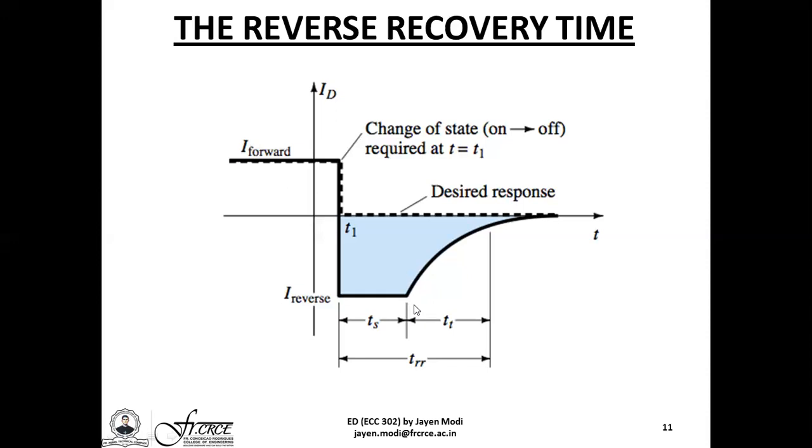Now, once the reverse bias voltage is applied, immediately, some of the minority carriers do not undergo recombination, but instead they are drawn back to their original region.